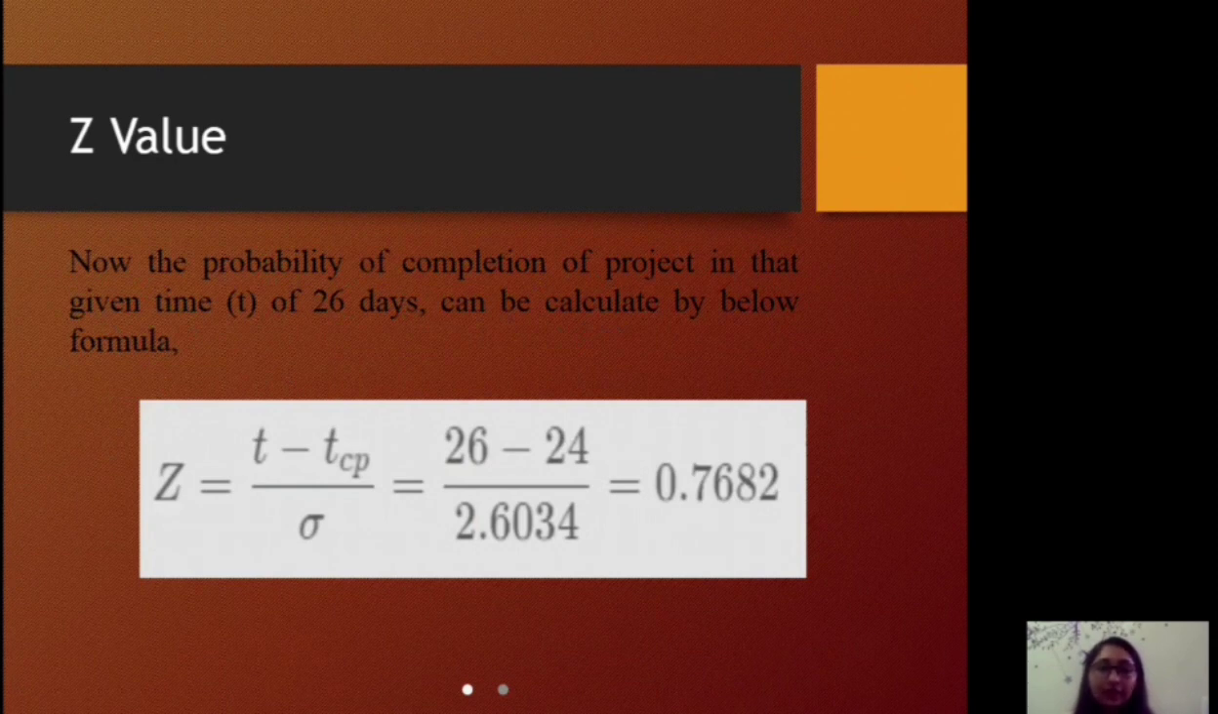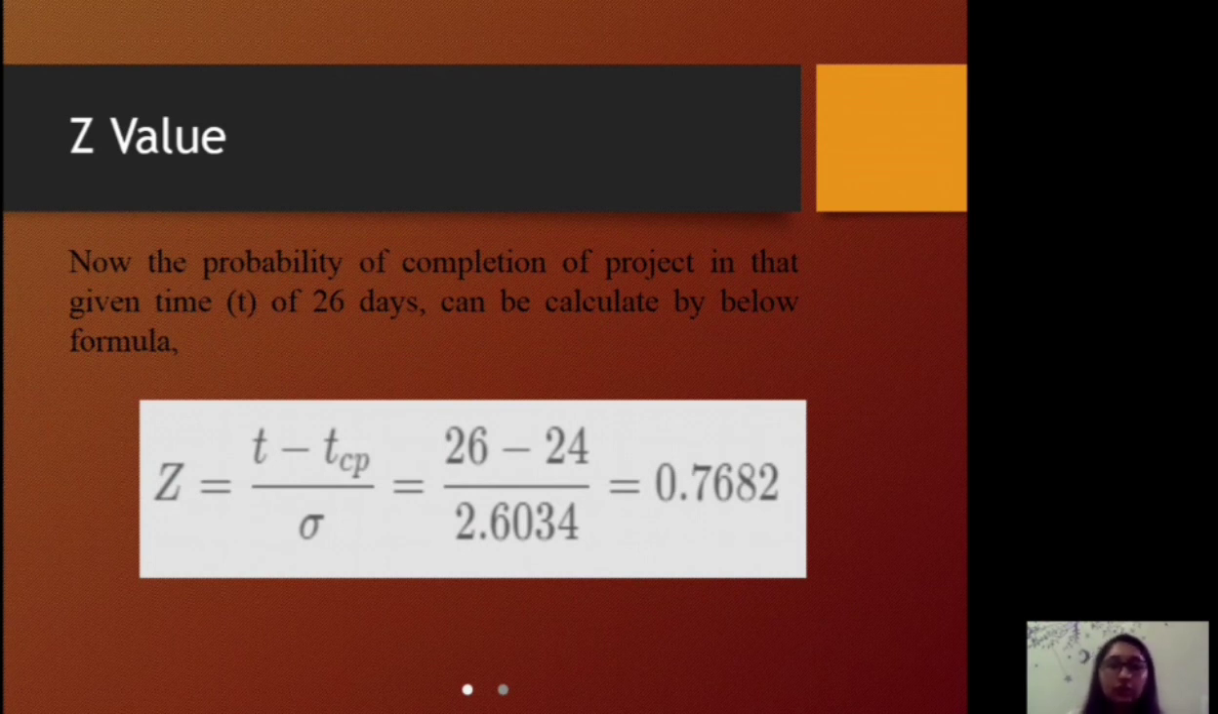Now we have to calculate the Z value. Why do we calculate the Z value? To get the probability of how much time the project will be completed. The formula is Z equals T minus TCP divided by sigma, where T is the time in which the manager wants to complete the project and TCP is the time of completion of the critical path. So 26 minus 24 divided by sigma, which we got earlier, 2.6034, which equals 0.7682.